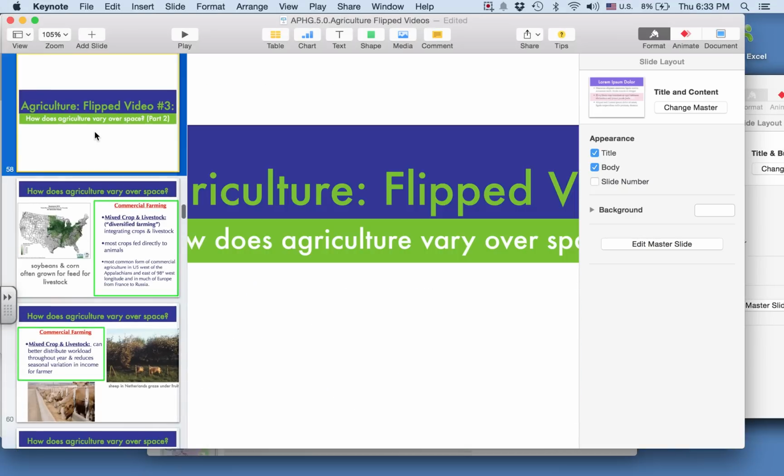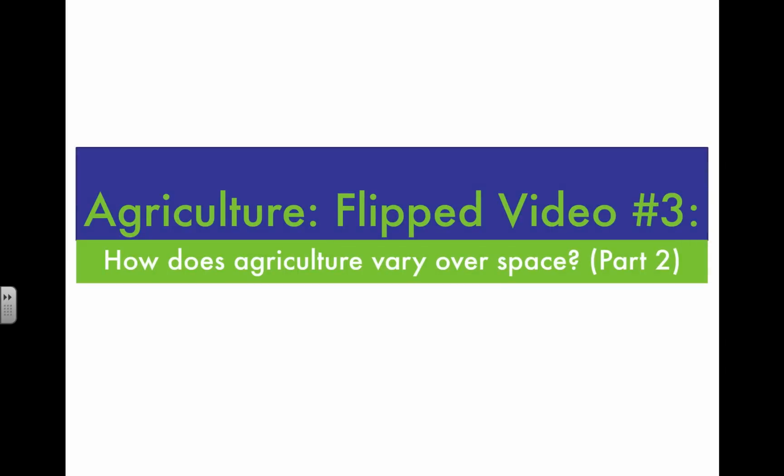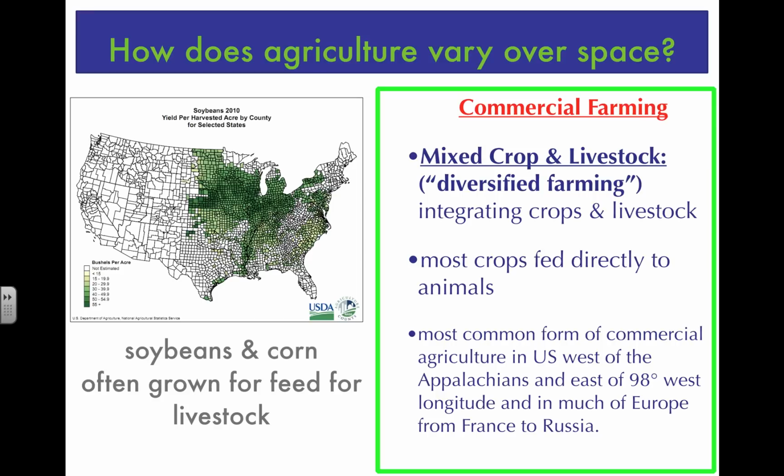All right, here we go, guys. We're going to continue our discussion of how agriculture varies over space by looking now at commercial agricultural regions.